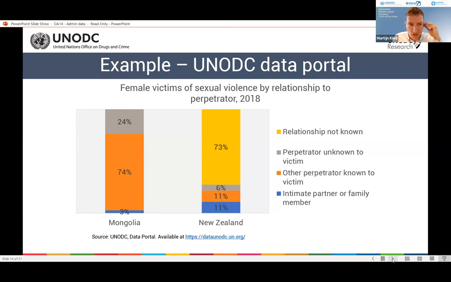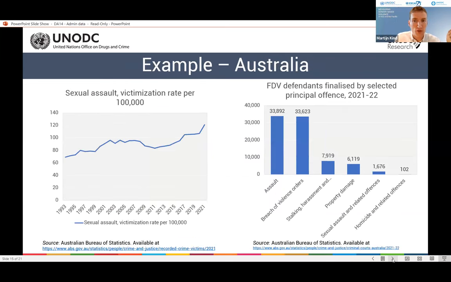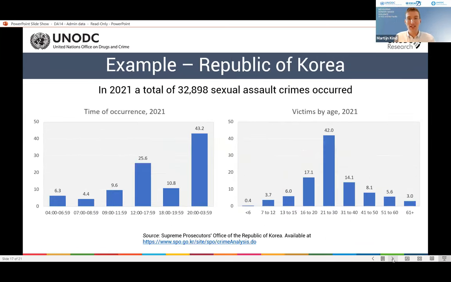And then maybe we can just skip to the example from South Korea. Sorry, Australia. So this is another example of the kinds of administrative data that you can use. So we know, for example, in the Republic of Korea, based on information collected by the Supreme Prosecutor's Office, that there were almost 33,000 sexual assault cases in 2021. And on the left chart, you can see we can plot the time of occurrence. So when is it most likely to occur?